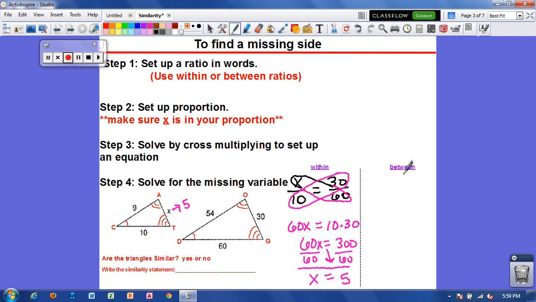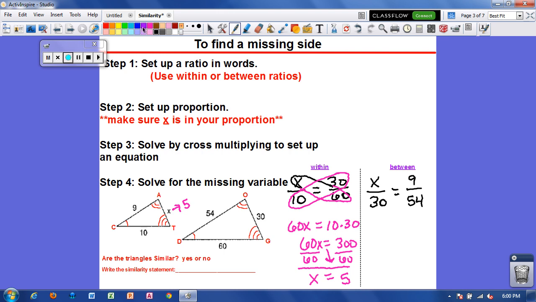Okay, now let's set up some between ratios and see if we get the same number. So I am going to take x from this triangle and put it over the corresponding side that measures 30. Now I'm going to go back to the small. I'm going to take this 9 and put it over the corresponding side from the bigger, which is 54. Notice when I did the within, I took 10 and 60. This time I'm taking 9 and 54. So let's see if I still get x to equal 5.